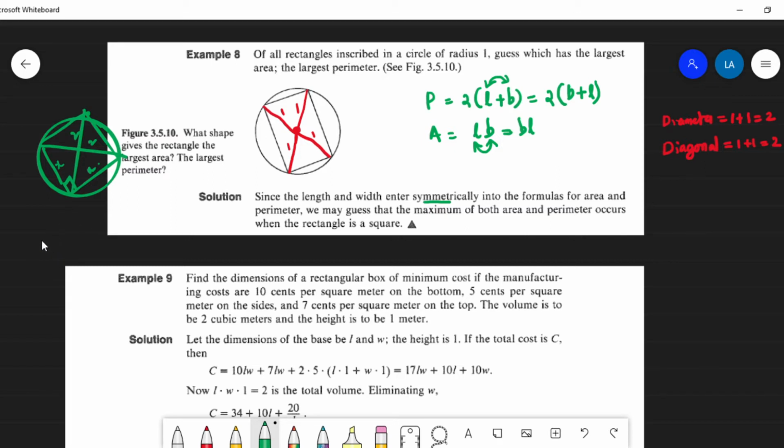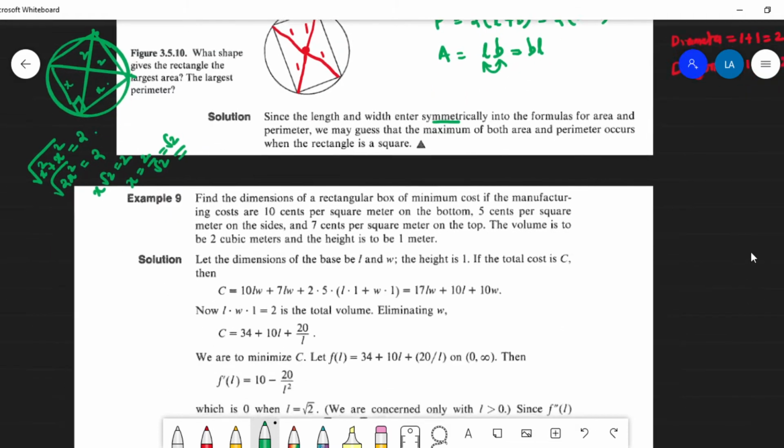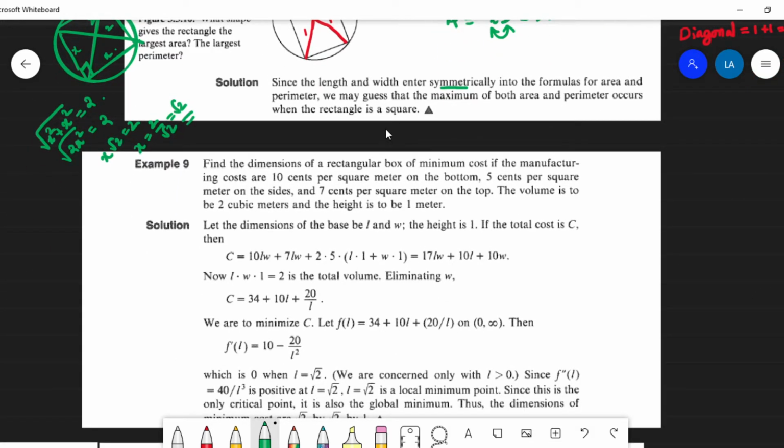We know that the root of x square plus x square will be equal to 2, right? So you have root of 2x square is equal to 2. That means x root 2 is equal to 2, so x is equal to 2 by root 2, which is equal to root 2. So root 2 will be the side of the square we are talking about. That is not actually required in our answer, because we are just asked to guess the answer. So that is the end of example 8.